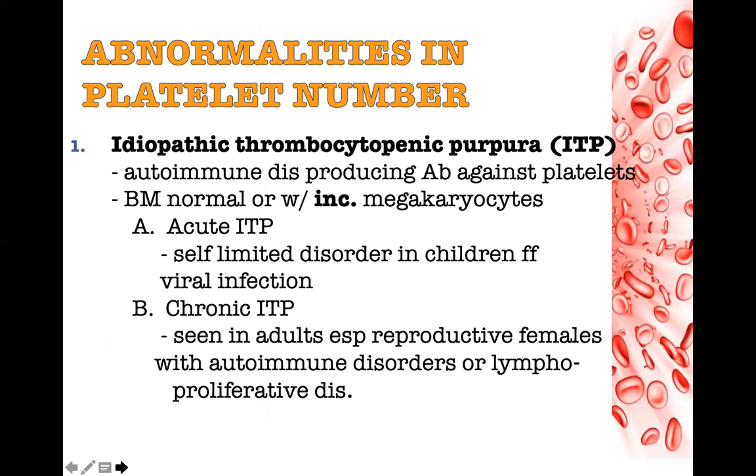Acute ITP could be a self-limiting disorder that is often seen in children, which usually follows a systemic viral infection. Then chronic ITP is seen mostly in adults, usually in reproductive-age females with autoimmune disorders such as SLE, rheumatoid arthritis, or lymphoproliferative diseases like lymphomas and leukemias.